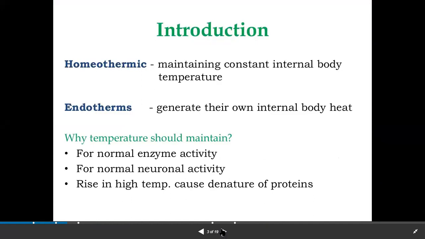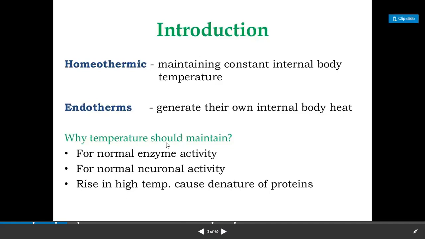Homeothermic simply means maintaining constant internal body temperature. Homeostasis is maintaining a steady internal environment, yes? But temperature is part of the internal environment that we need to maintain. So the process of maintaining that is homeothermic, right? So if you are able to maintain your body temperature, you will be regarded as a homeothermic organism or an endotherm. An endotherm means an organism that can generate their own body heat. And we humans have the ability to maintain our own body temperature. We are homeothermic in nature because we can maintain our own body temperature.